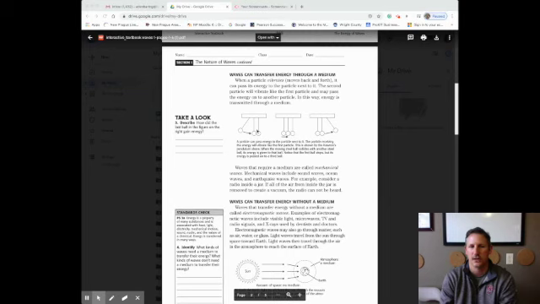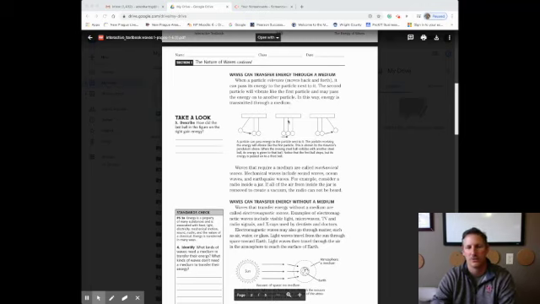After you looked at that Newton's cradle, you can see that energy transfers from one thing to the next. It says when a particle vibrates, moves back and forth, it can pass energy to the particle next to it. The second particle will vibrate like the first particle and may pass energy on to another particle. In this way, energy is transmitted through a medium.